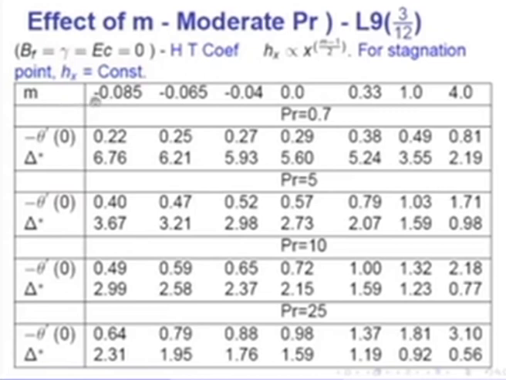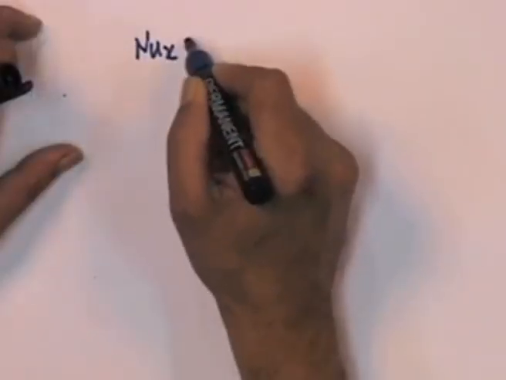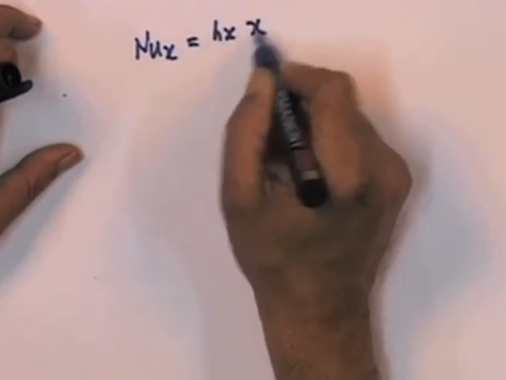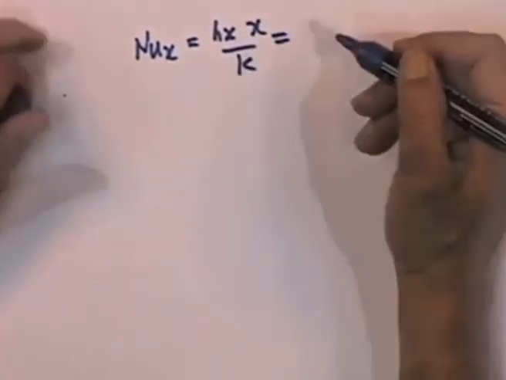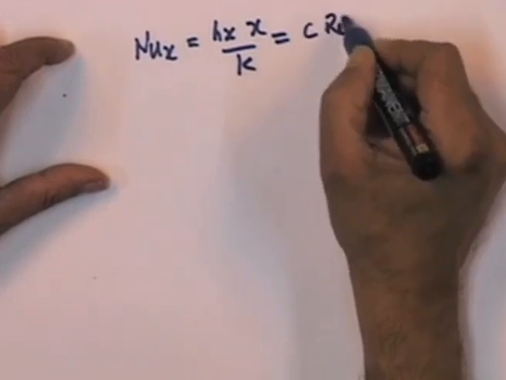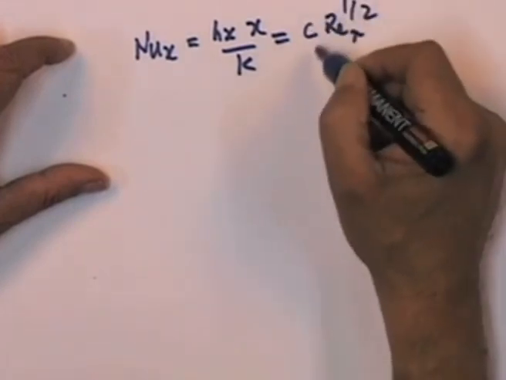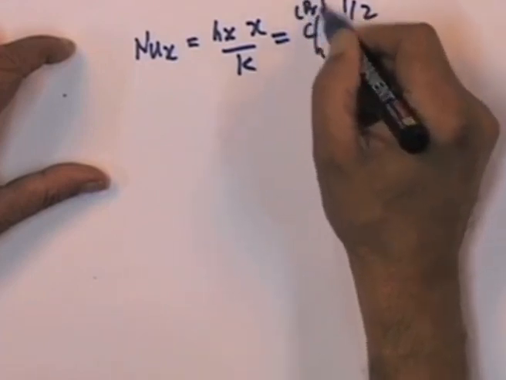So, I begin with m equal to minus 0.085, minus 0.65, minus 0.4, 0.33, 1 and 4. These are the accelerating flows. Now, remember, h x will be a function of x to the power m minus 1 by 2, the heat transfer coefficient. Remember, Nu x is h x x by k is equal to some constant into Reynolds x to the half, yes, and this constant is a function of Prandtl number.